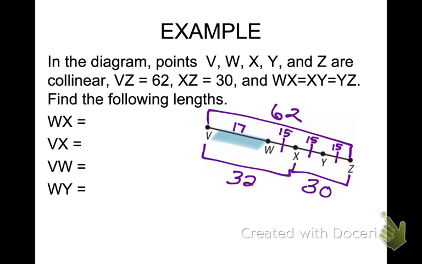Hey, I'm almost done, guys. 15. What's the length of V to X? V to X is, what do we go with? 32. 17 plus 15. V to W, 17. W to Y, 30. Perfect. Good. There it is.